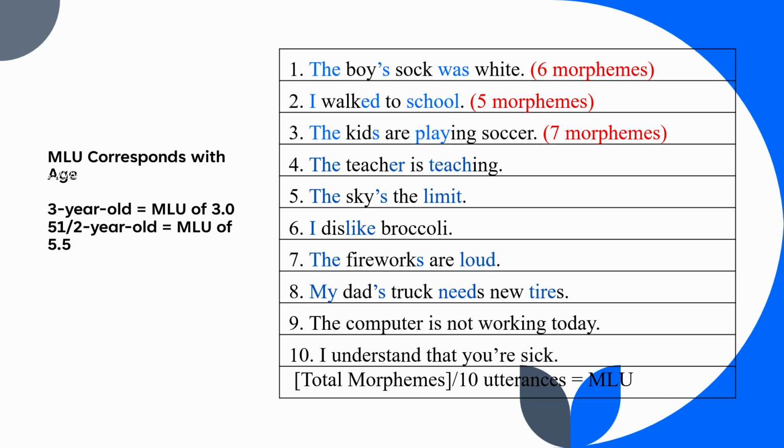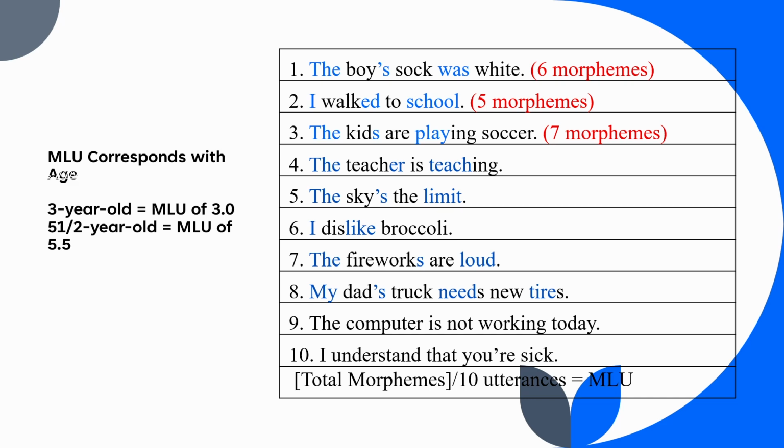Here's an example of 10 utterances in written form. We can calculate the MLU from this language sample by counting the total number of morphemes and dividing by the 10 utterances. The first utterance is numbered 1. "The boy's sock was white." There are 6 morphemes in that utterance. The, boy, the apostrophe S possessive marker is its own morpheme, sock, was, and white.